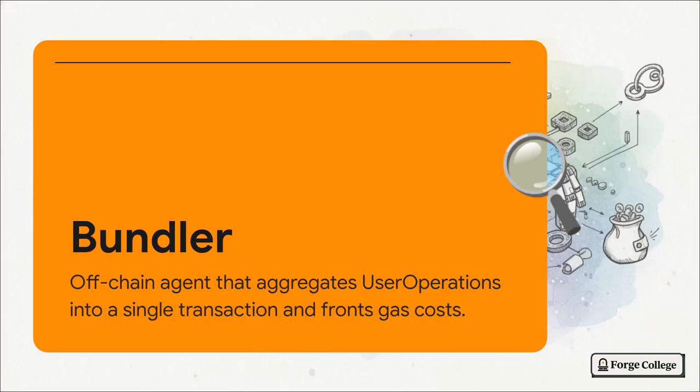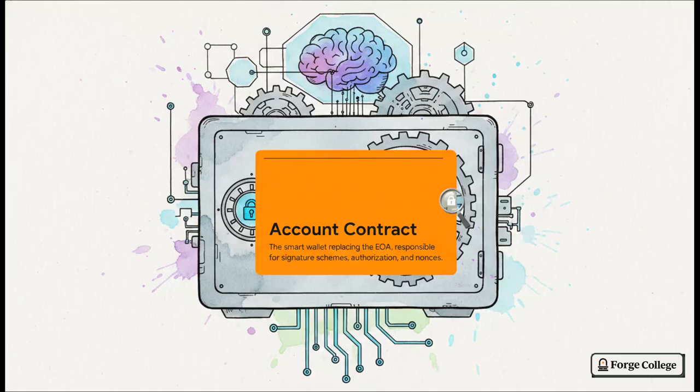Next up is the bundler. This is our off-chain agent. What it does is aggregate multiple user operations into one giant transaction and then tosses it over to the entry point. But here's the really interesting catch. Bundlers actually front the gas costs out of their very own pockets. And because of this slightly terrifying financial risk, they perform some seriously paranoid off-chain checks. They absolutely do not want to waste their hard-earned fuel on invalid transactions. Makes total sense, right?